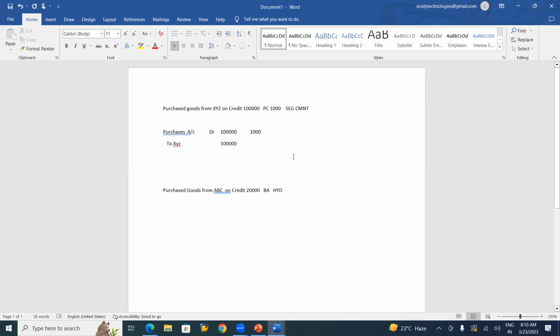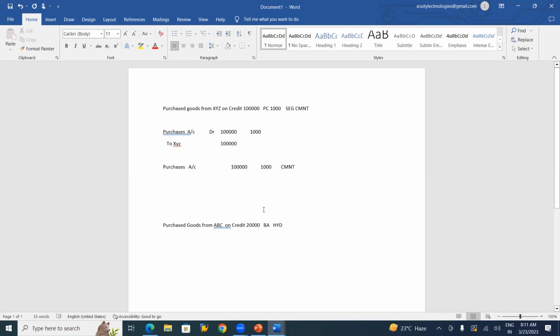So when we generate a report, when you see this particular entry in FB03, it will show purchases account 1 lakh, profit center 1000. Okay, and the segment is automatically picked from the profit center, and it will show it as a cement segment. And here the profit center we have updated only in one line item, the first line, the debit line, not on the credit line.